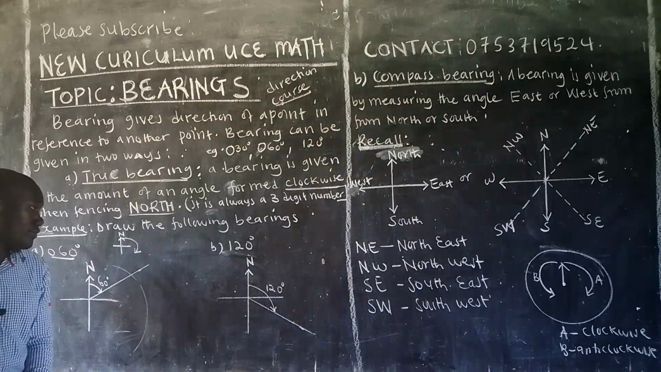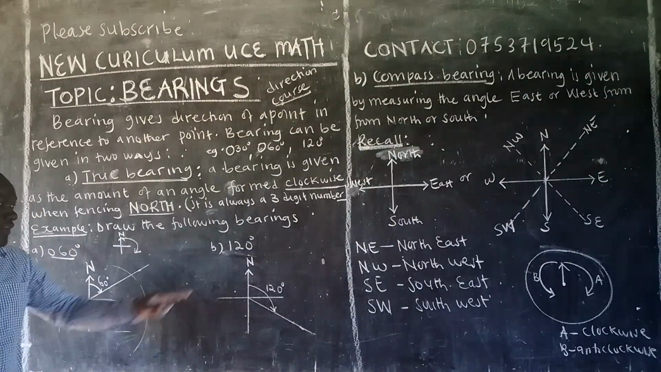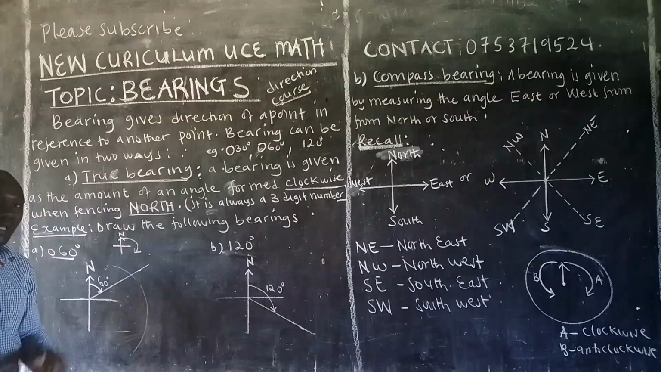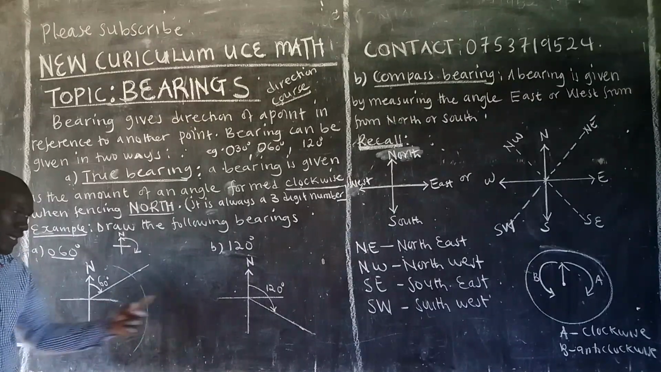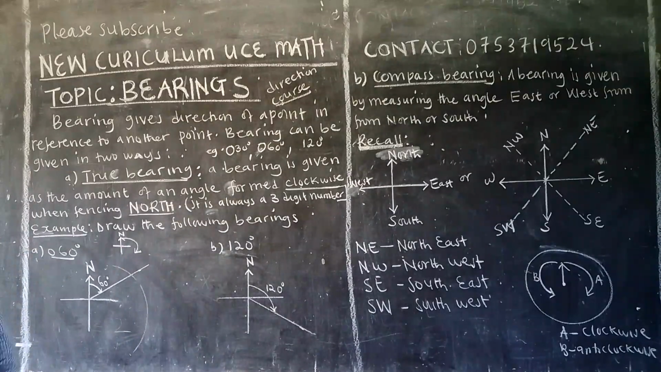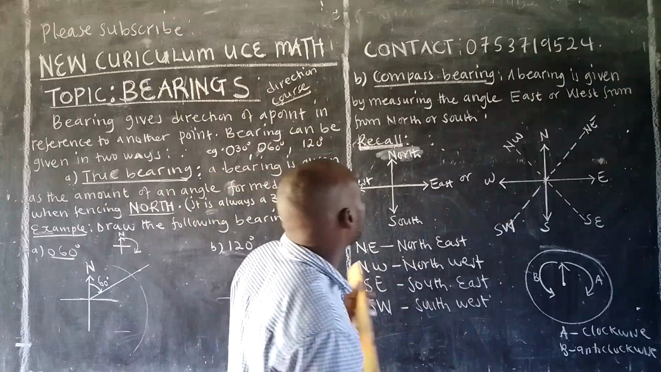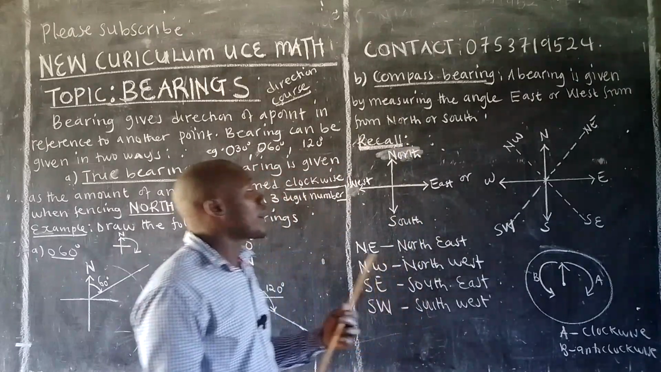Okay, now in the other lessons we shall be seeing, what if it is something like 240 degrees? How do you go about it? So long as you have learned how we go about this, the other will just be a walk over. Okay. Part B, a compass bearing.